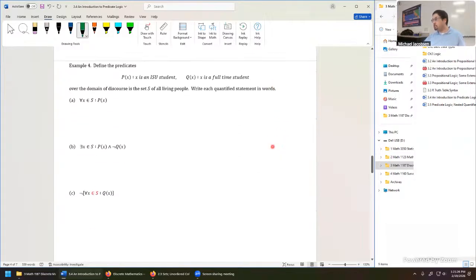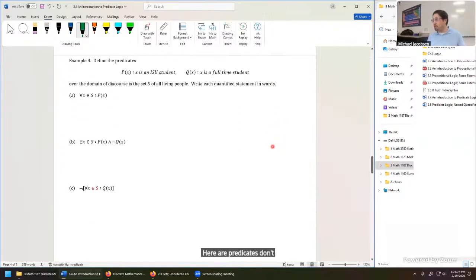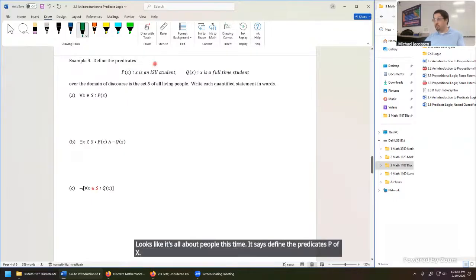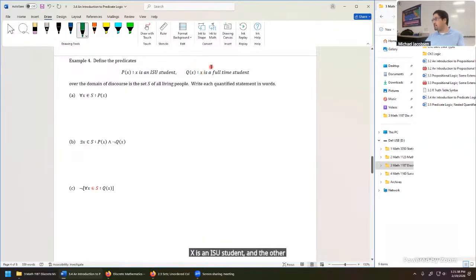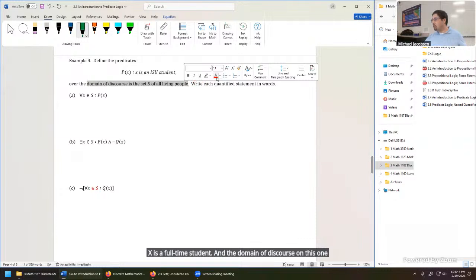Here are predicates that don't have anything to do with real numbers whatsoever. Looks like it's all about people this time. It says, define the predicates P of X, X is an ISU student, and the other predicate Q of X, X is a full-time student, and the domain of discourse on this one is going to be all living people.